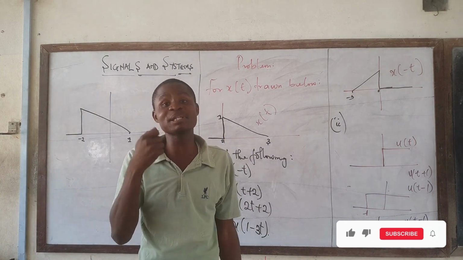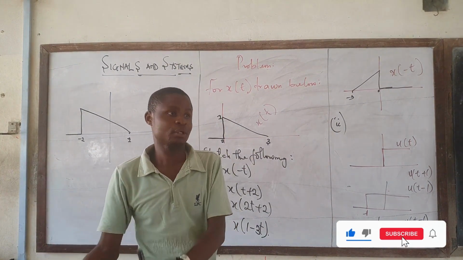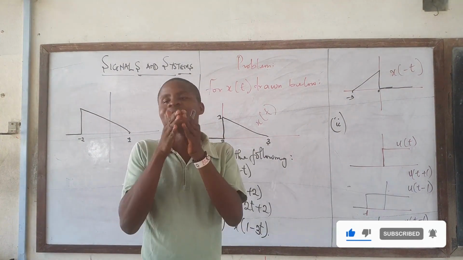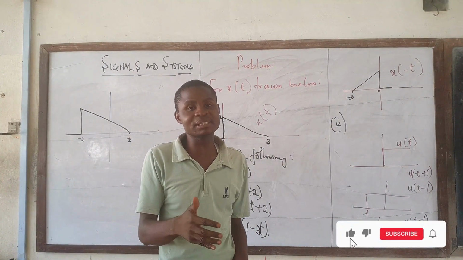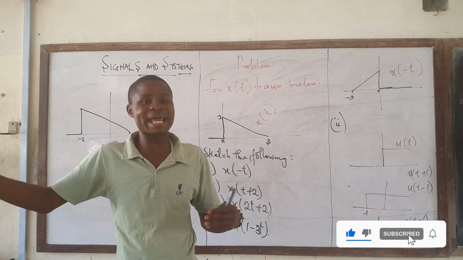Advancing a signal simply means you are moving it backward, while delaying a signal simply means you are moving it forward on the x-axis.